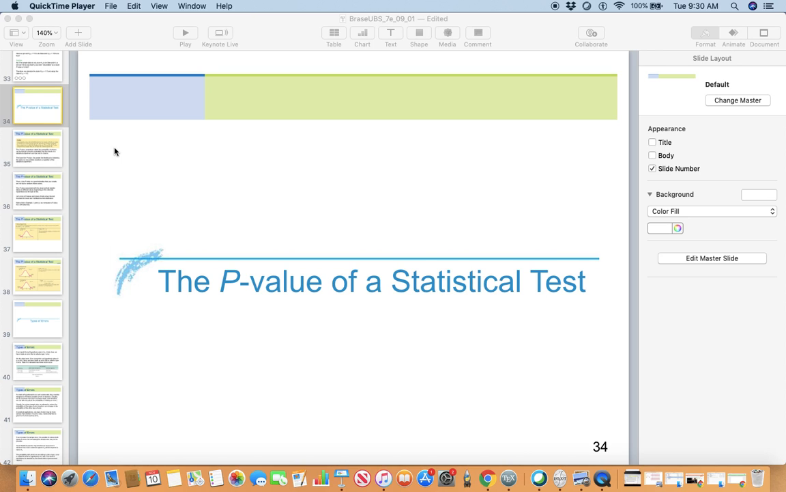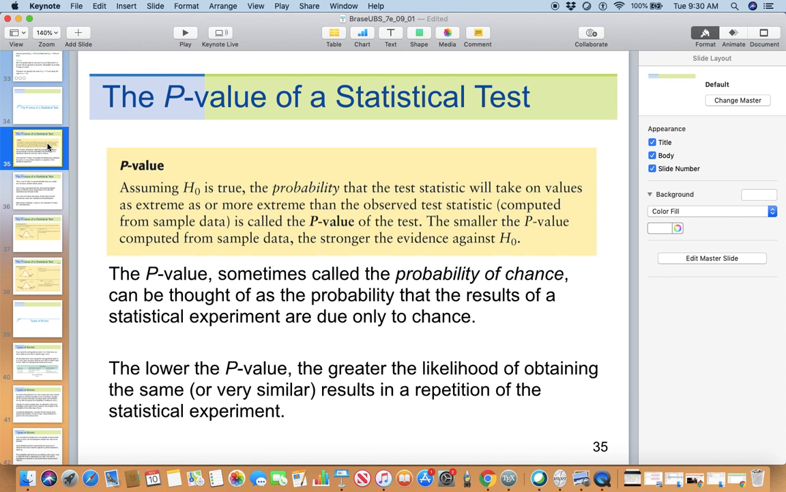The p-value of a statistical test. What is p-value? Assuming H naught is true, the probability that this test statistic will take on values as extreme as or more extreme than the observed test statistic computed from sample data is called the p-value of the test. The smaller the p-value computed from the sample data, the stronger the evidence against H naught.